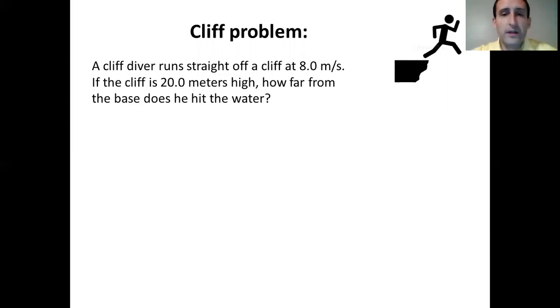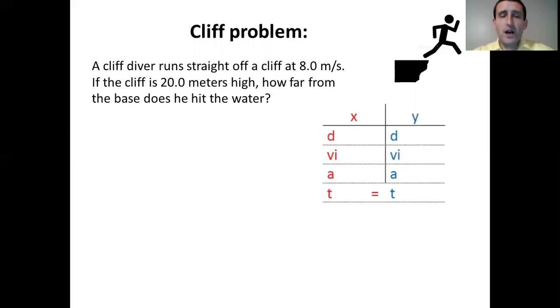If the cliff is 20 meters high, how far out from the base does he land in the water? So this is a cliff problem. It's a two-dimensional problem. He's running with a horizontal velocity, but he's going to fall a vertical distance. So how do we do these problems?